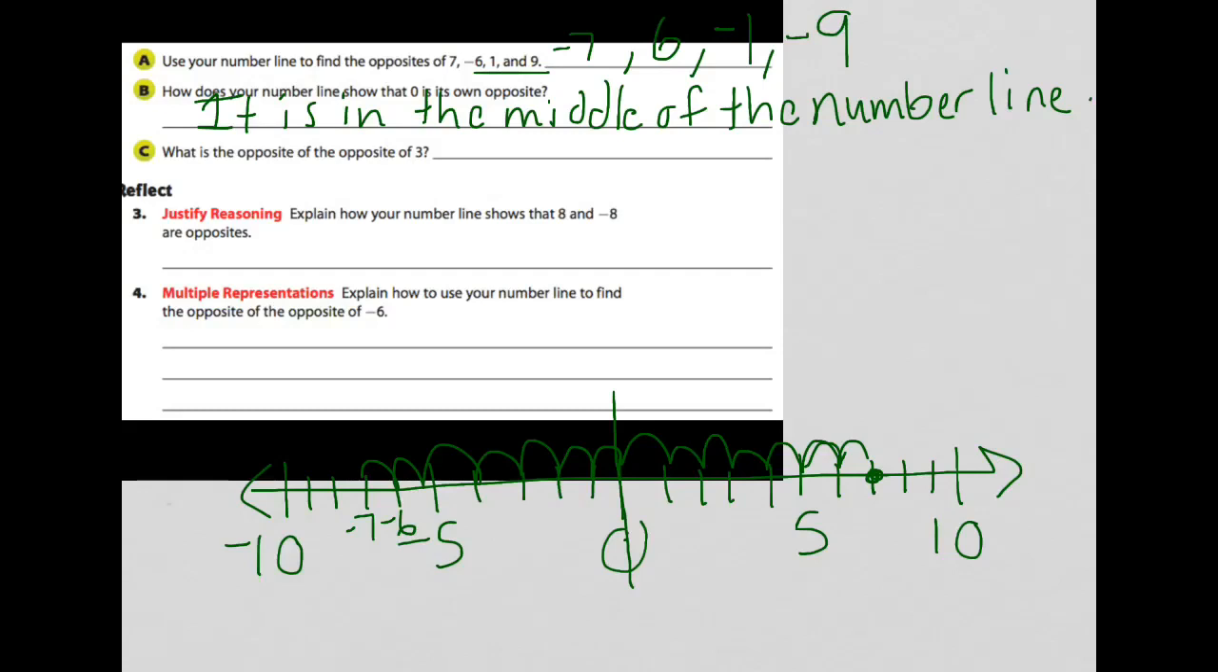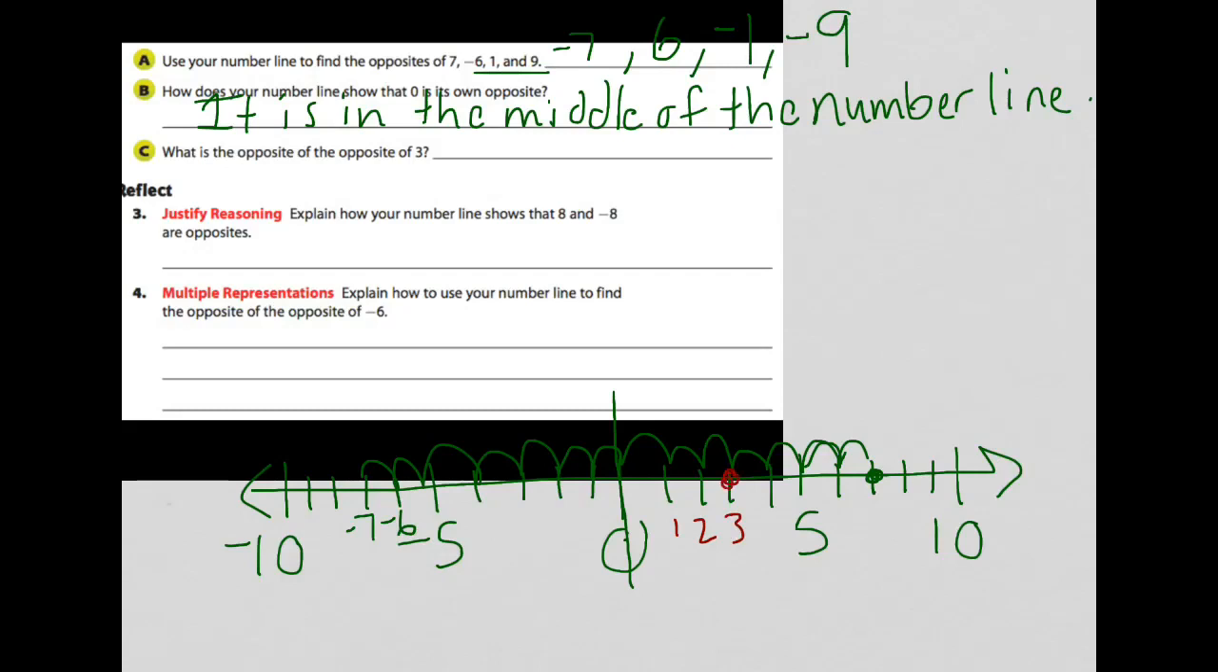Okay, last one. What is the opposite of 3? Ooh, this one's a little bit challenging. I don't want to get super confused on it, so I'm going to change colors here. I'm going to go to red. Let's go to 3. 1, 2, 3. Plot that point.